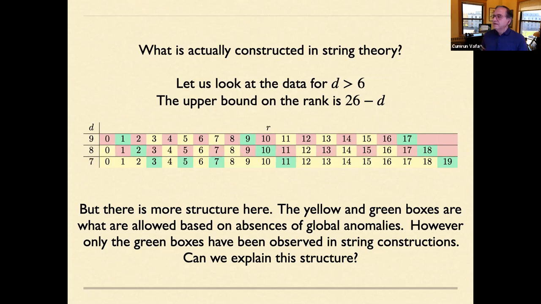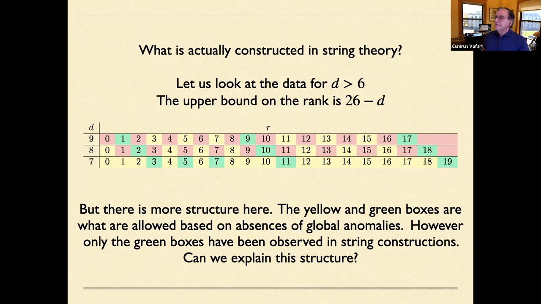But you see that it is not true that all the ranks less than 26 minus D are realized in string theory. As you can see, there's a sparse set of ranks that can be realized, denoted by these green boxes. The yellow ones that we have denoted here are the ones which are allowed by anomaly cancellation. So in nine dimensions, there's a mod two anomaly, which says that the rank of the gauge group should be one mod two. So therefore, all the odd numbers in principle could have been realized, but we don't get any other ones other than 1, 9, and 17.